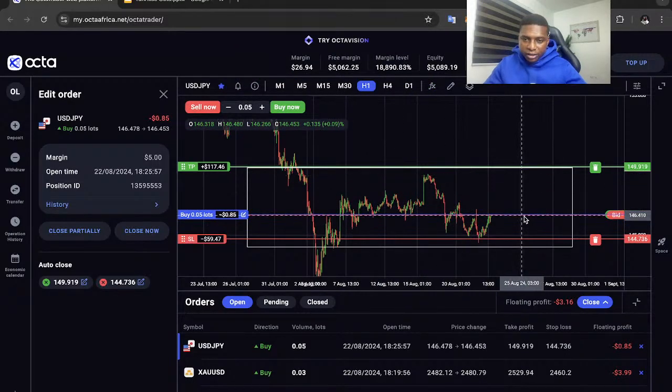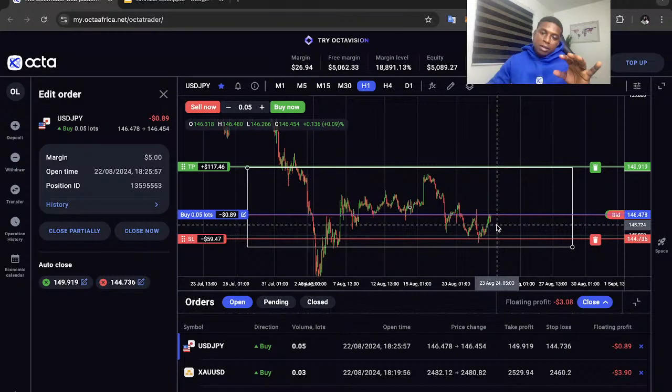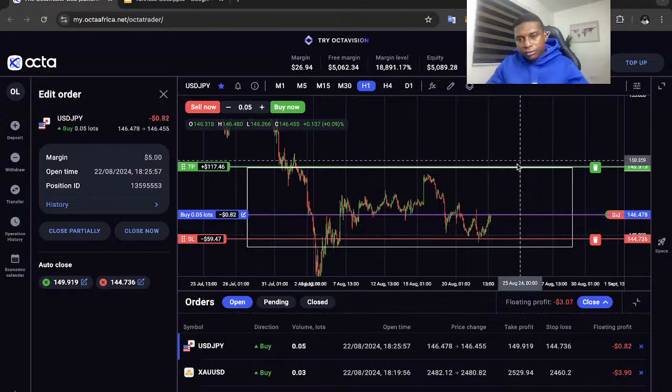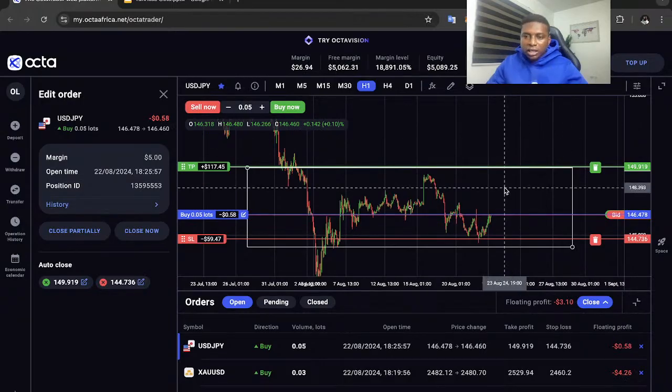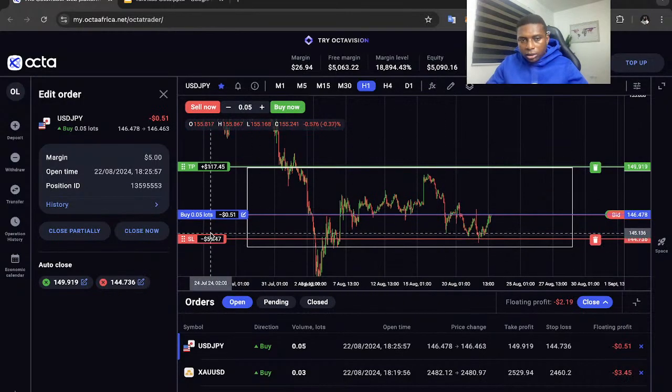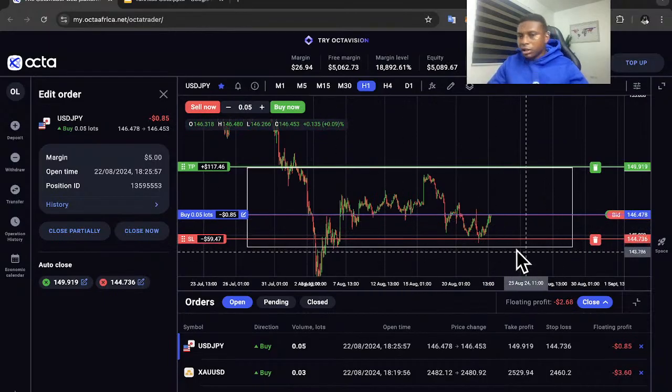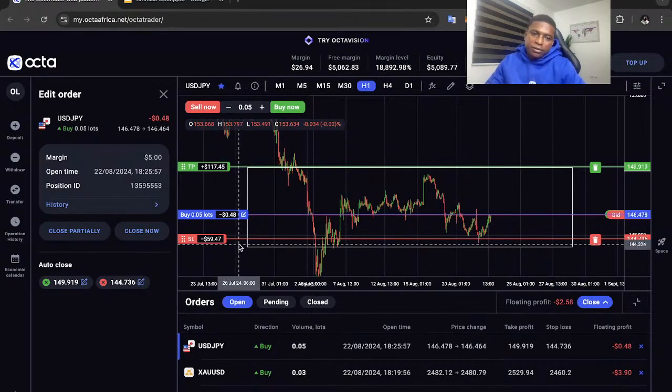All right, so the order has been set now. My outlook on USDJPY is that the market will move up and hit my take profit level. Then when there is a breakout of this zone, we can reposition. That's for intraday trading. Then if it goes against me, then I'm out of the market with a $59 loss. All right, good.